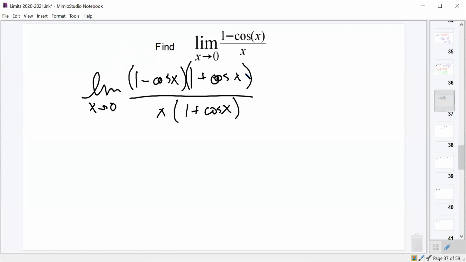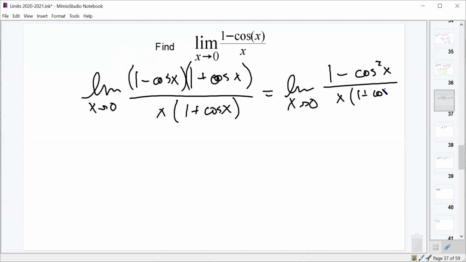And so what does that effectively do for us with this numerator? What does it turn that into? 1 minus cosine x times 1 plus cosine x, that's just the difference of squares, right? What does it become? 1 minus cosine squared x, and we still have an x and a 1 plus cosine x in the denominator.